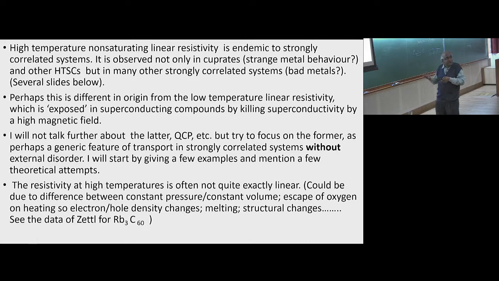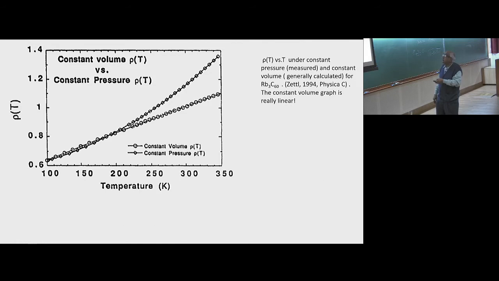So I'll just show one, for example here. This shows the data for resistivity versus temperature for a superconductor, that is Rb3C60. And one sees here that the resistivity at constant pressure is this, and the resistivity at constant volume is this. Firstly, the difference is quite large, and secondly, the resistivity at constant volume is much more linear.